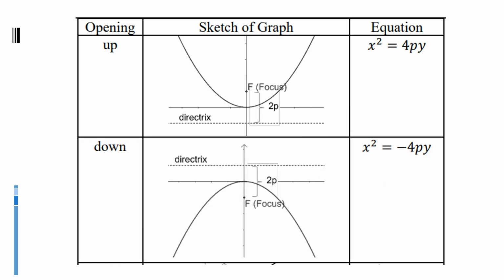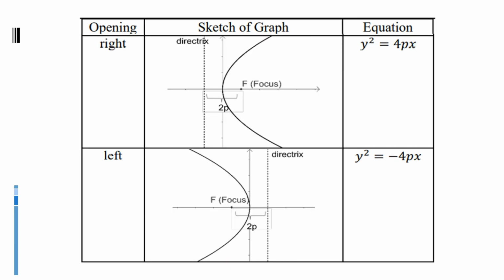This is a summary of the four cases. If the graph is opening upward, this is the sketch of the graph, and the equation is x squared equals 4py. If the parabola is opening downward, then our equation is x squared equals negative 4py. If it opens to the right, then we have y squared equals 4px, and to the left, we have y squared equals negative 4px.